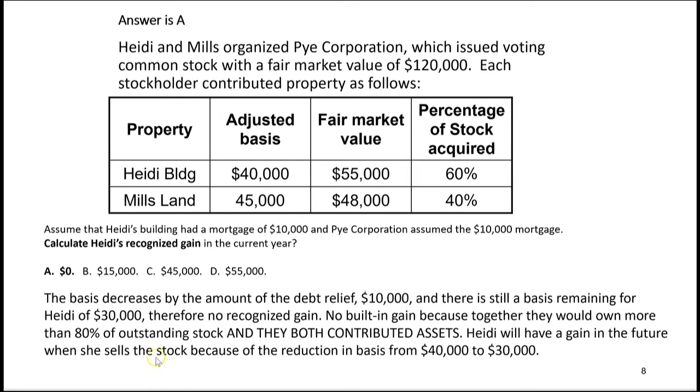So Heidi's going to have a gain in the future when she sells the stock maybe because of the reduction in basis from $40,000 down to $30,000. For example, if she sells the stock next week for $33,000, she'll have a $3,000 capital gain. But if she doesn't sell the stock, her recognized gain right now would be zero because she still has a basis remaining in the asset being contributed. We took the basis down, but it went down from 40 to 30, and we said that's the basis of her stock, $30,000, and because she still has a basis left in the asset, there's no recognized gain this year.